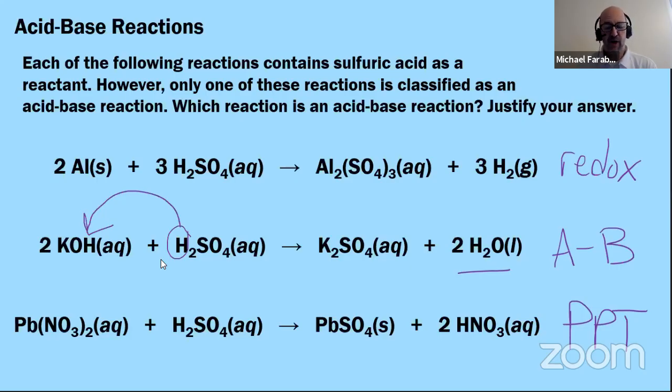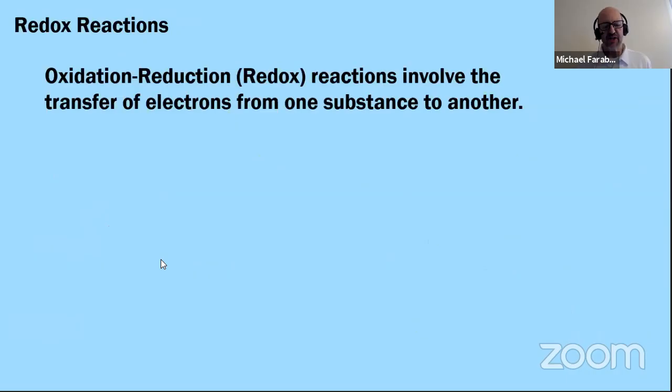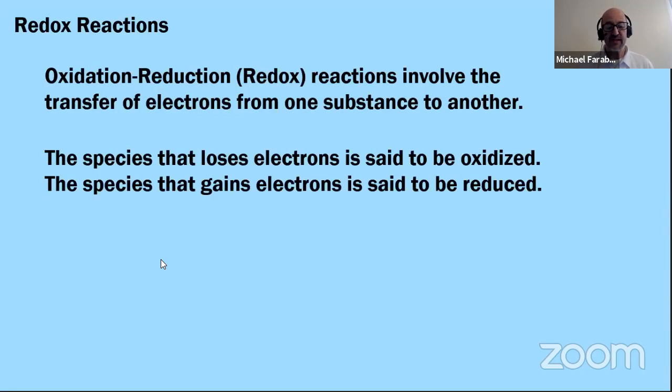All right, let's talk about redox. Oxidation-reduction, or redox, involves the transfer of electrons from one substance to another. There is one species that loses electrons, and that is said to be oxidized, and another species that gains electrons, that is said to be reduced. Another way of thinking about this is the oxidation number. The oxidation number will go up in value when it's being oxidized, and go down in value when it's being reduced.